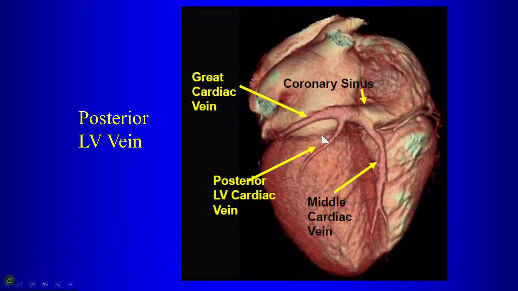There are other veins also, and these can be important if somebody has left bundle branch block. Remember that to pace the left ventricle, they will pace a wire through the coronary sinus going into a coronary vein alongside the left ventricle. So then that's how they will pace if they need to do biventricular pacing.